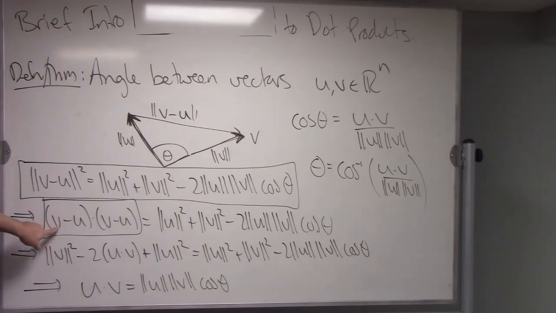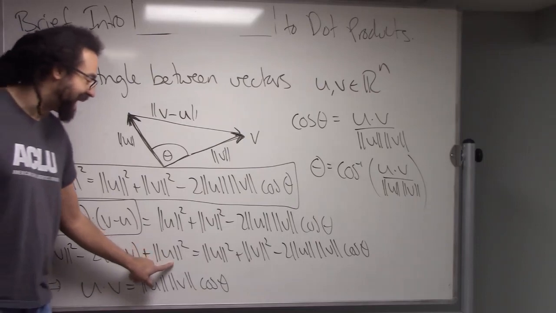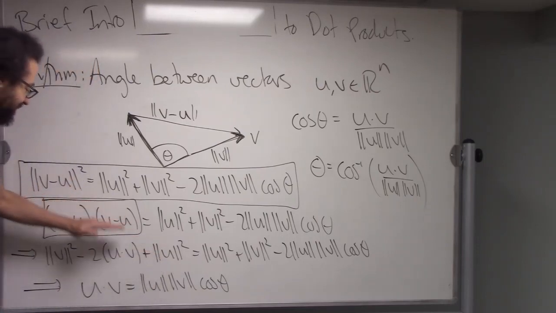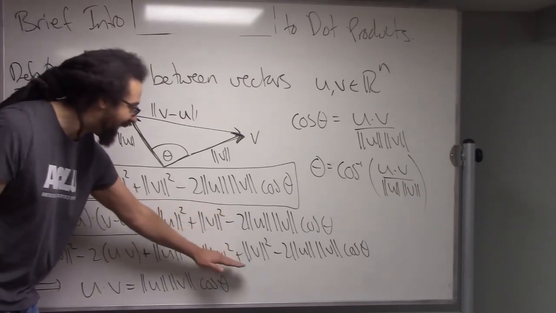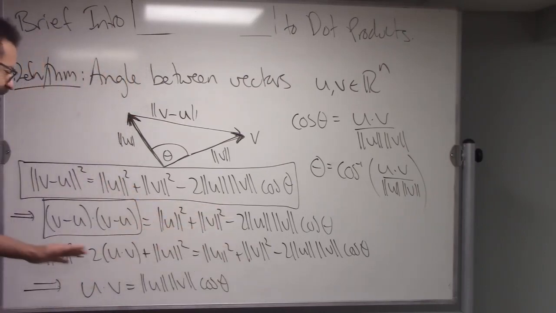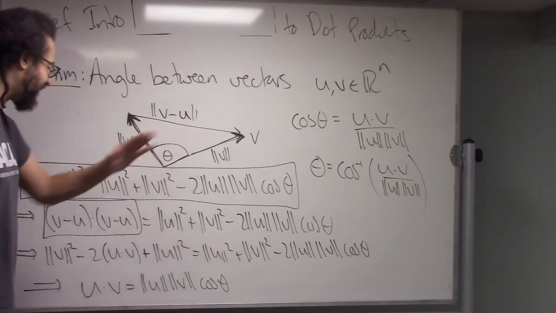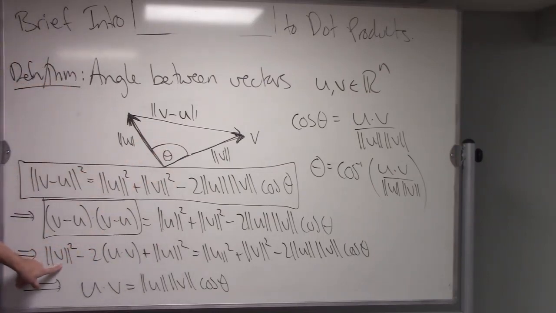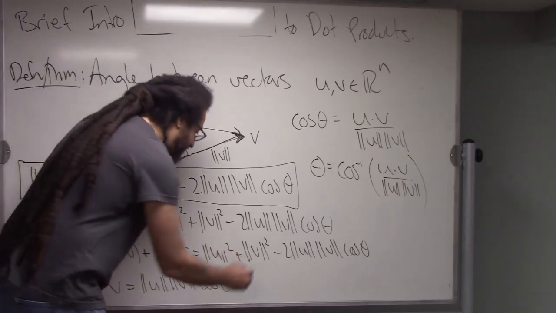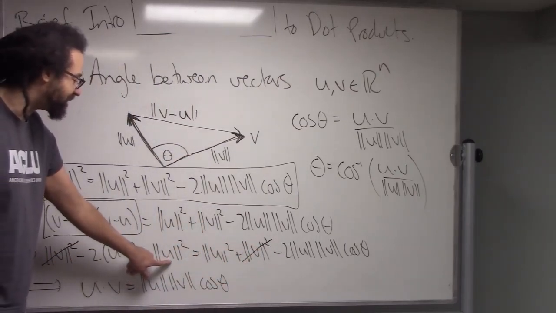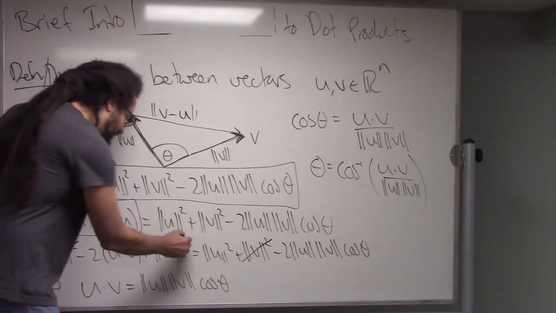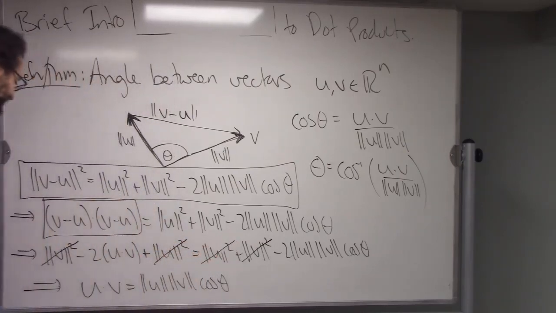Also remember, v dotted with v is just the magnitude of v squared, and u dotted with u is the magnitude of u squared. So that's all we did from here to here, just FOIL out the left-hand side, and then recopy the right-hand side. Now what happens? Well, we get a bunch of cancellation. We added a magnitude of v squared on this side and on this side, so that's gone. And we added a magnitude of u squared on this side and on this side, so we cancel, and that's gone.